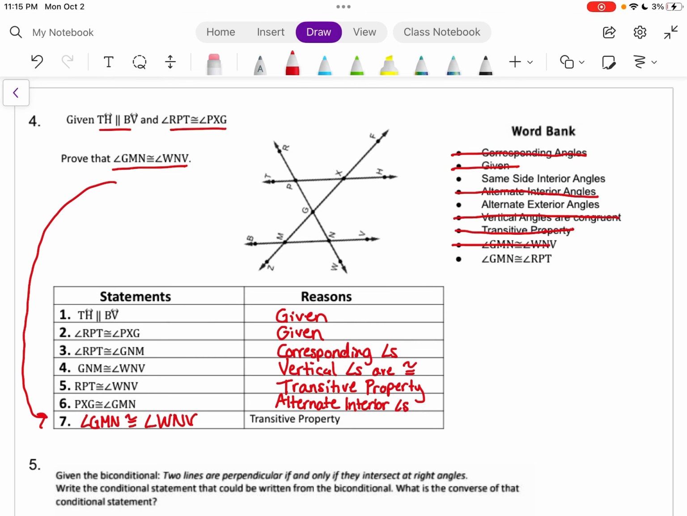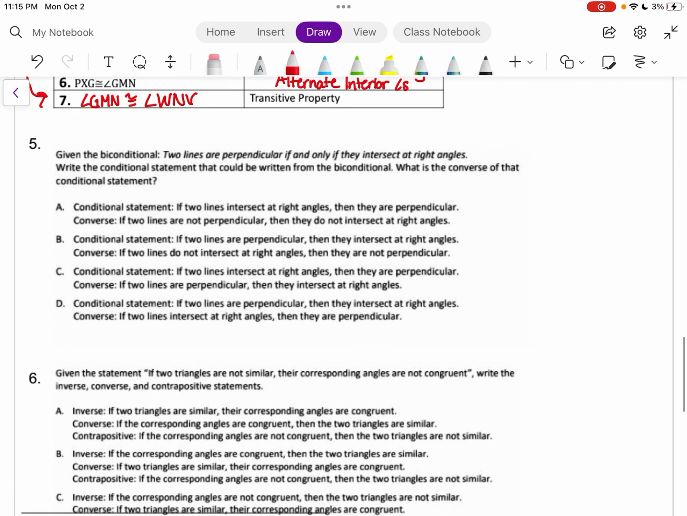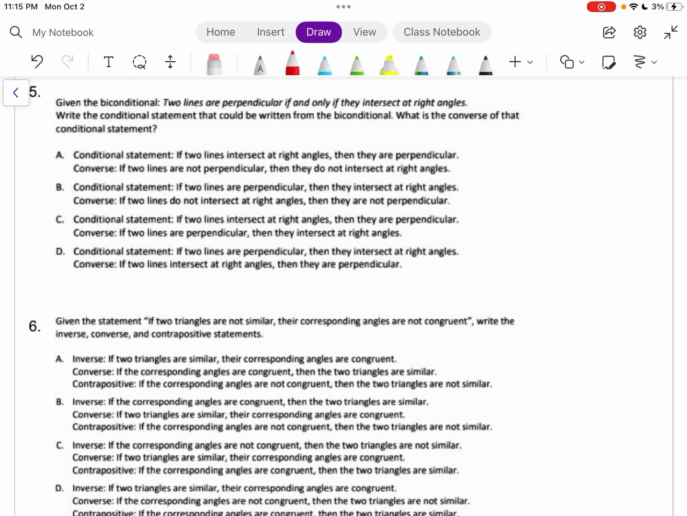Now let's move on to talk about logical statements. There are a couple of different types of logical statements. However, for number 5, we want to know what the converse and the conditional of our original statement is. Now, they give us a statement as a biconditional, and we need to turn it into the conditional and the converse. Before we do that, we need to know what conditional and converse actually means.